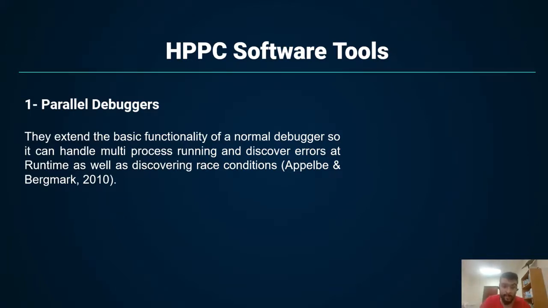So starting with the parallel debuggers, basically they extend the functionality of a normal debugger. A normal debugger like the GNU debugger, GDB, which is an open source debugger, is always used to understand how a serial program is working during the runtime. When the program runs, it has its own variables in the stack, in the RAM, and even the registers of the CPU are being used to execute the instructions of that program.